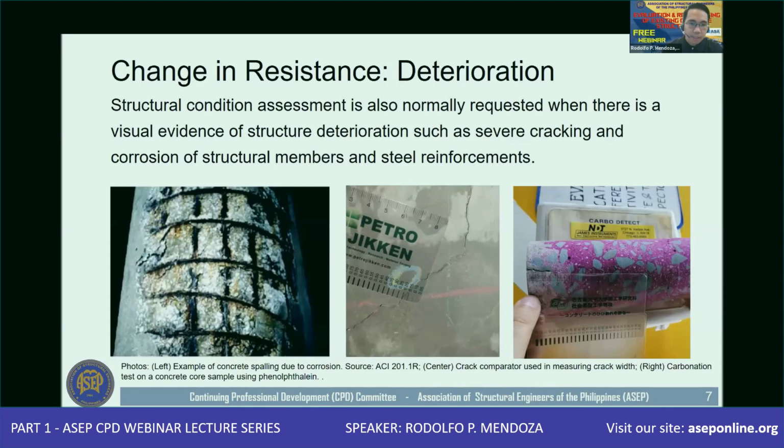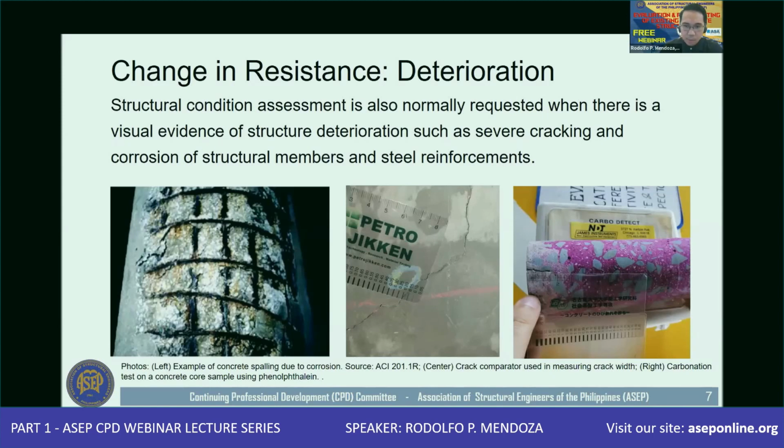So if you are conducting a structural evaluation, your goal is to determine the source of this corrosion, whether it is carbonation-induced or chloride-induced corrosion. And you may want also to check the crack widths in an existing structure and compare them with some allowable or tolerable crack widths.